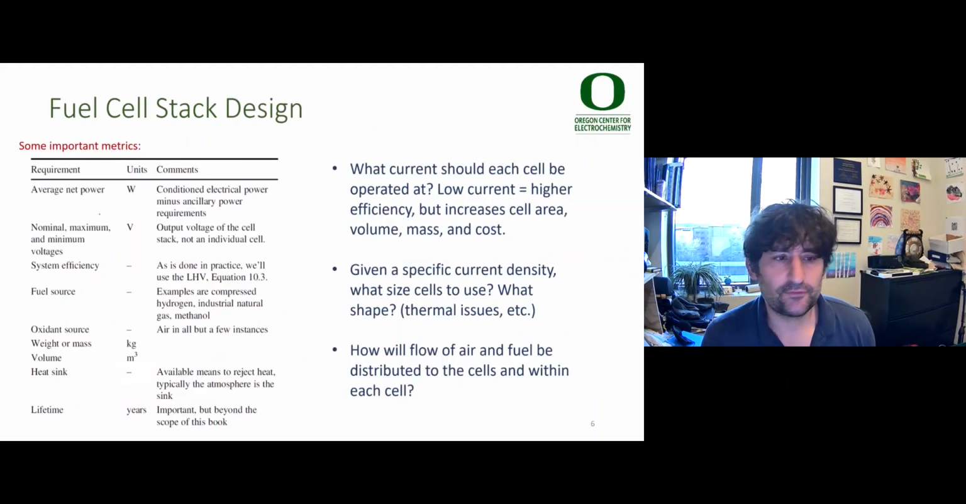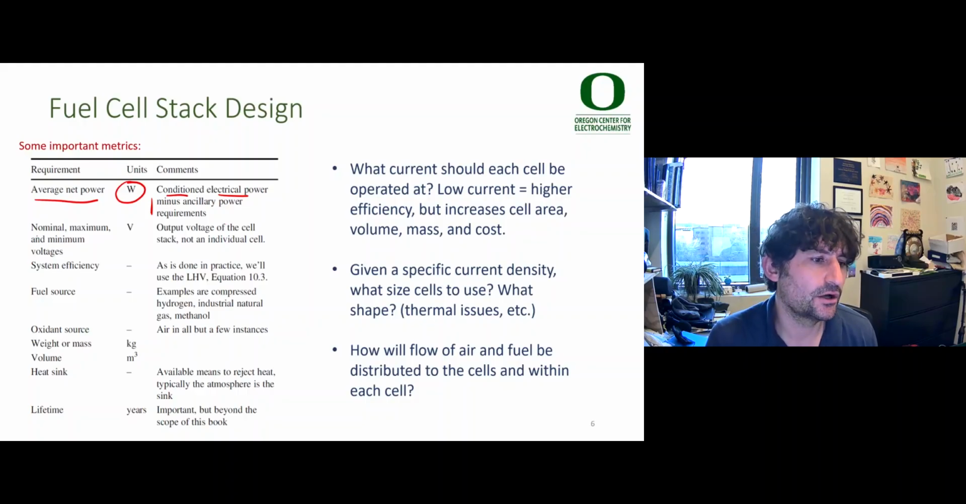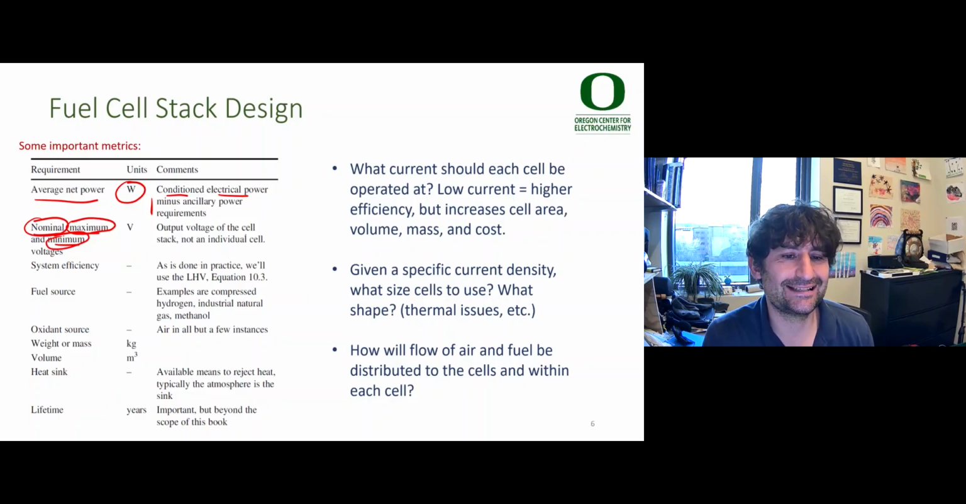So let's talk about a few important metrics for fuel cells. One important metric is the average net power, units in watts. This is the conditioned electrical power output from the fuel cell system minus the ancillary power requirements. Also the nominal, maximum, and minimal voltages. So this is sort of the operating voltage, typical, the maximum operating voltage, and the minimum operating voltage. It's the output voltage of the cell stack, not an individual cell.